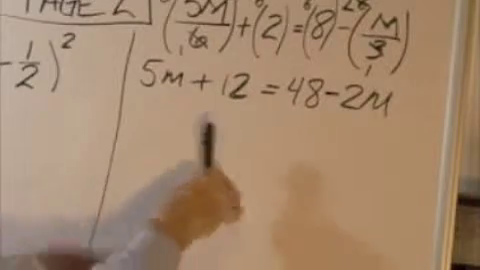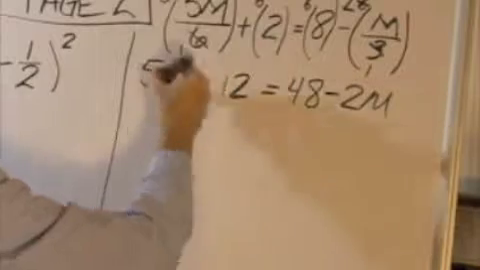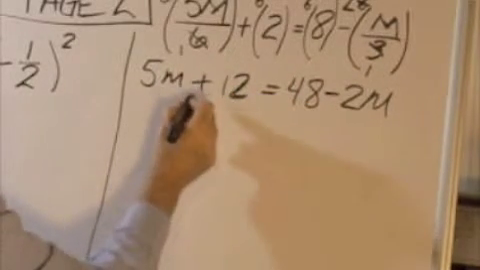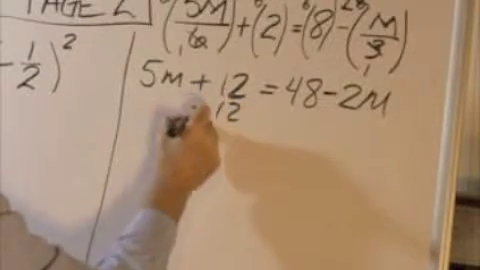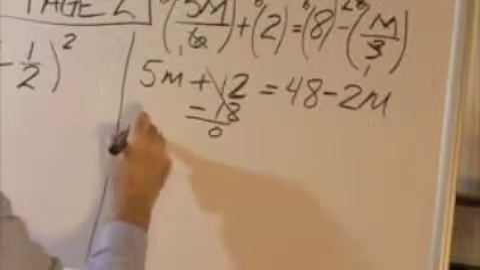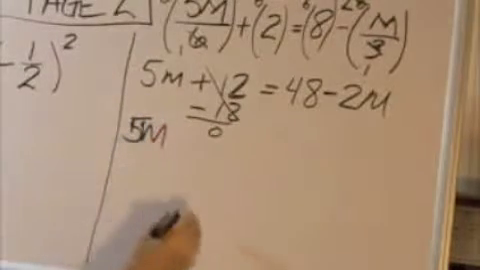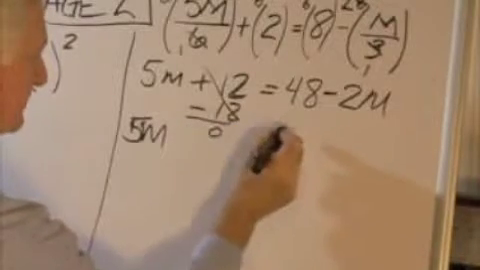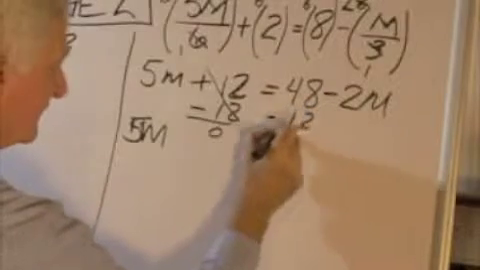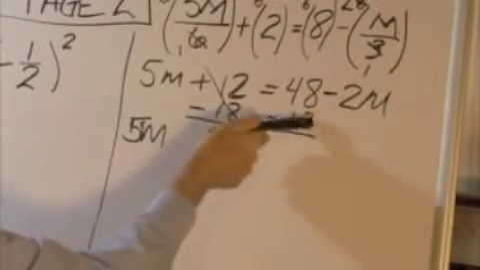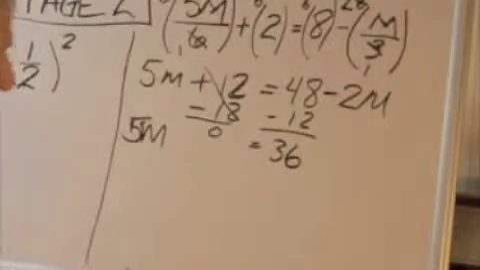Sure. Let's get the m's here and the numbers here. We're going to move this over here and the 12 over there. It's adding, so we subtract. Therefore, 0. You've got your 5m here. 5m, and you have to subtract your 12 over here. 48 minus 12 is plus. You have a plus 36 left.